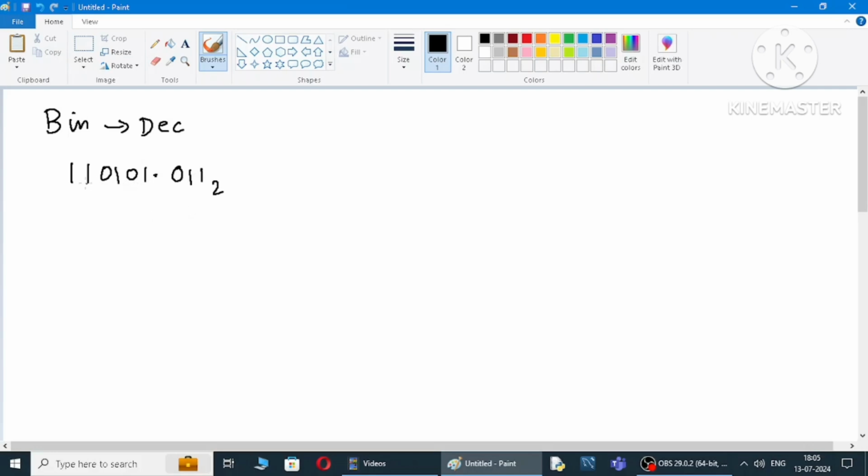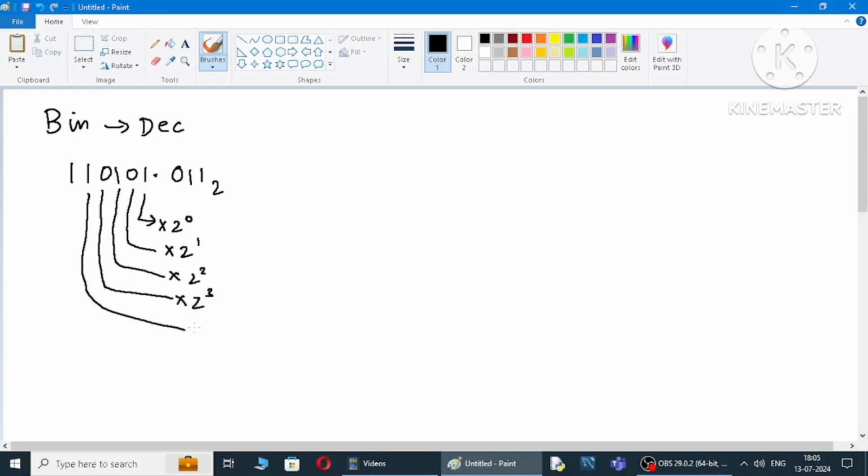Now multiply the whole number part with the powers of 2. Right? So this 1 into 2 power 0. 0 into 2 power 1. 1 into 2 power 2. Next digit into 2 power 3. Next digit into 2 power 4 and so on. How many ever digits you have, that many powers you have to multiply. 2 power 5. So you have to remember the powers of 2. 2 power 0 is 1. This is 2. This is 4, 8, 16, 32. 64, 128, 256 and so on.